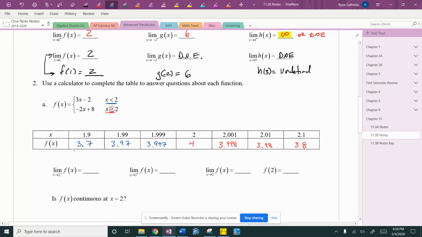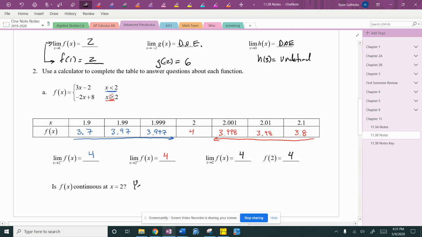So as x approaches 2 from the left, it clearly looks like these values are getting closer and closer to 4. 2 from the right, it looks like they are also increasing and getting closer and closer to 4, so that we can definitely say, since those match, the limit is 4, and from our table, f of 2 is 4. Now, if those things are true, we can say it is continuous.